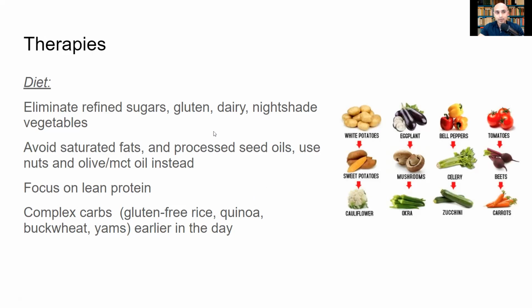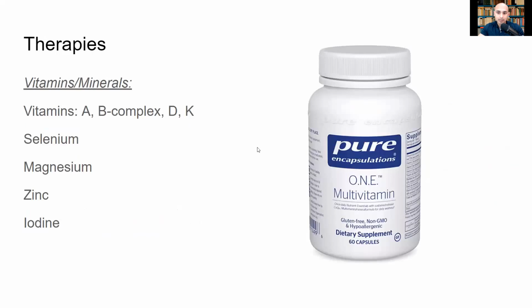This can help you in terms of improving metabolism, help facilitate resistance training, which again will be very useful overall, not just in terms of improving thyroid function. You do want to utilize certain vitamin and mineral therapies. So the main vitamins that you want to supplement are vitamin A, B complex, D and K.